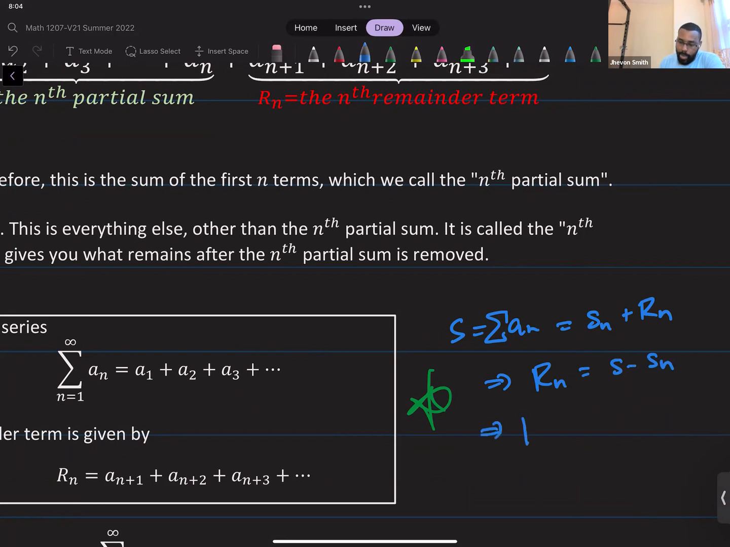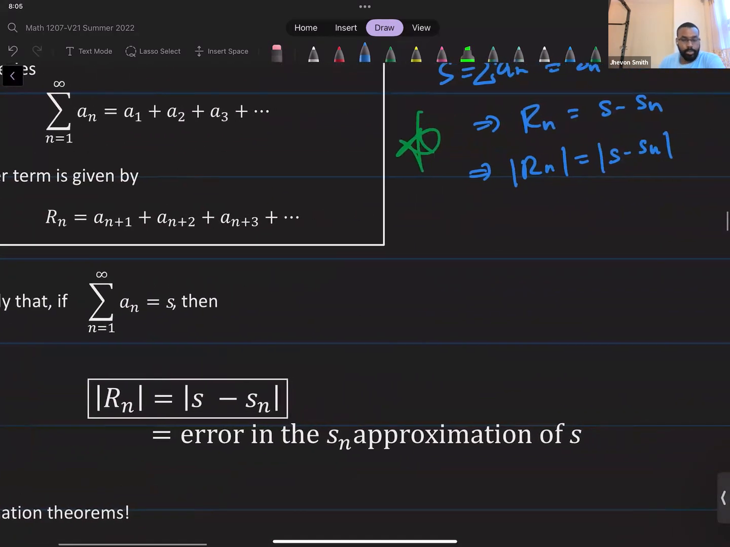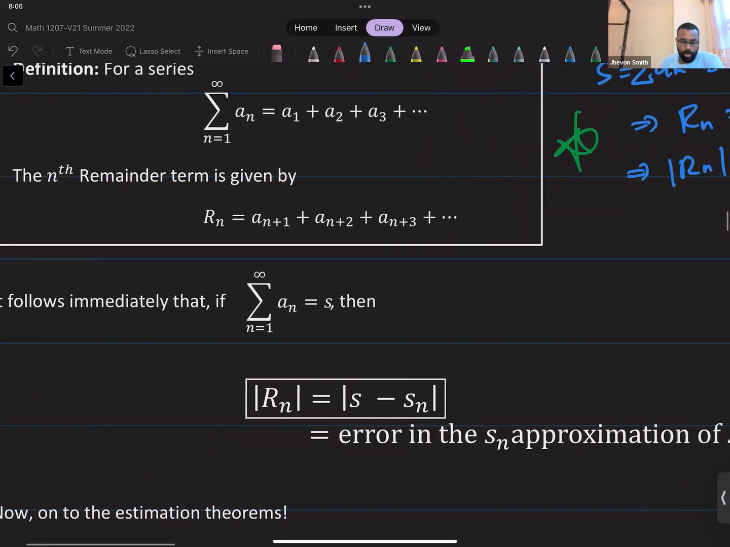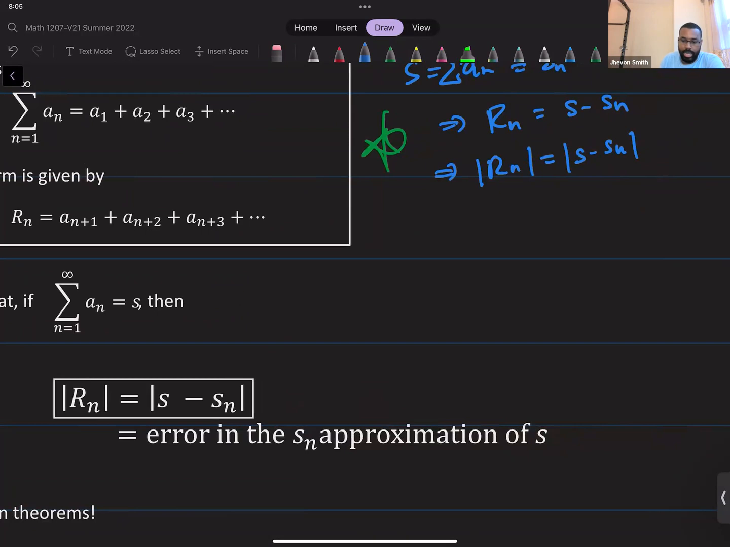Or we can just think of the magnitude of the remainder term, how big the error is as a magnitude, as just the magnitude of that, right? So that leads me to this definition here. If this is a series that adds up to S, then the absolute value of the remainder term is the same as S minus Sn in absolute value. And this is talking about the error in the approximation. So the magnitude of the remainder term is called the error in the approximation.